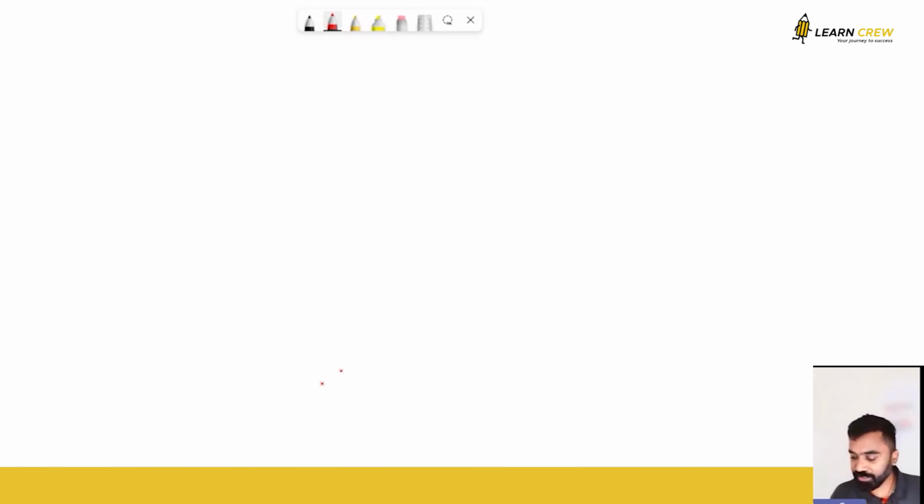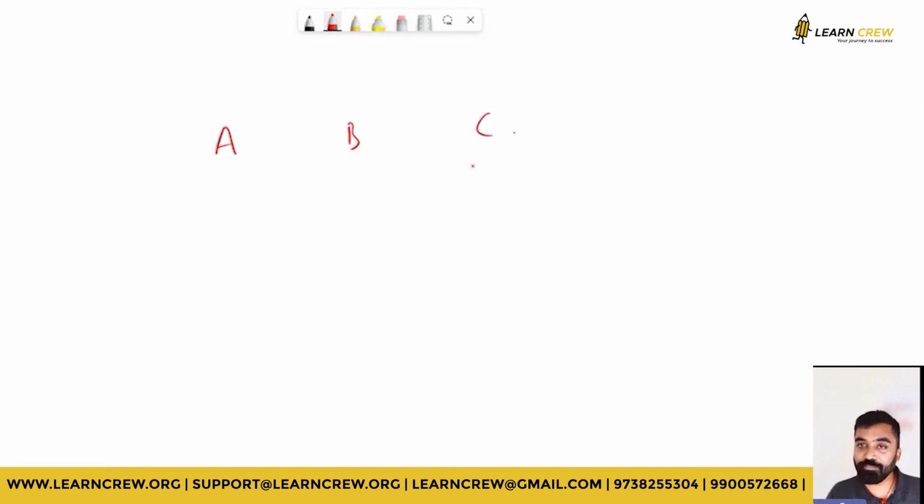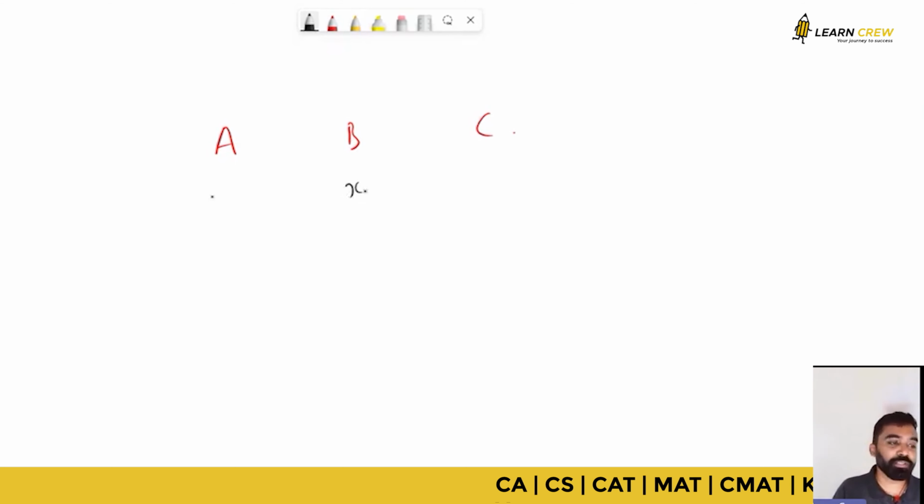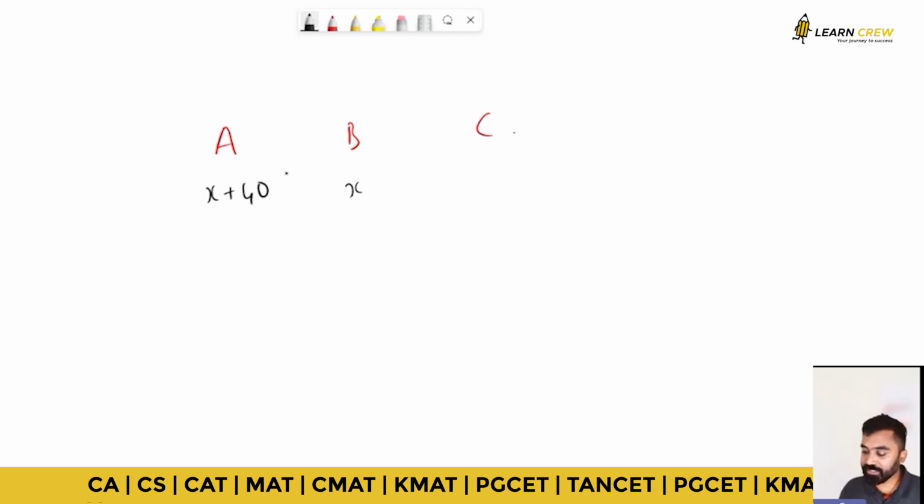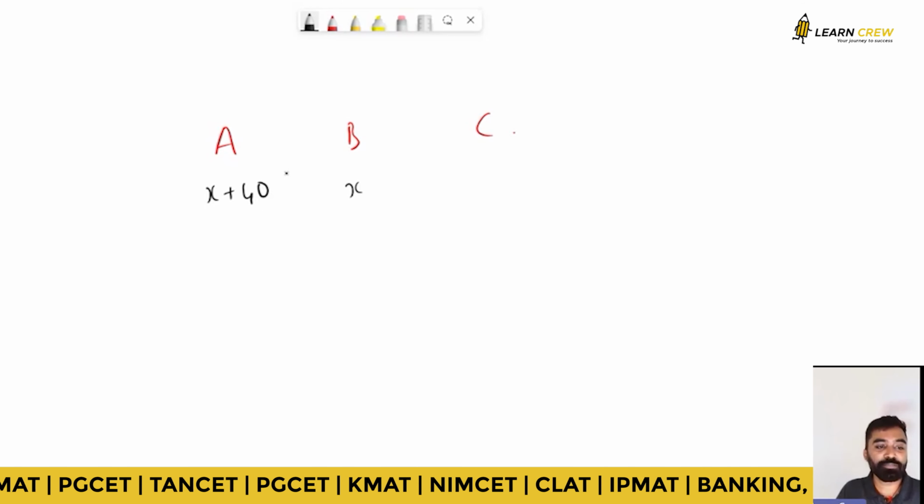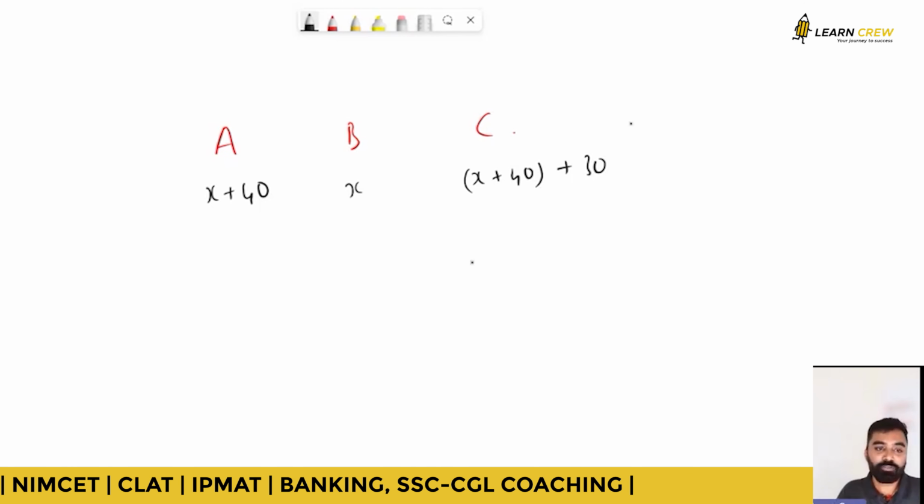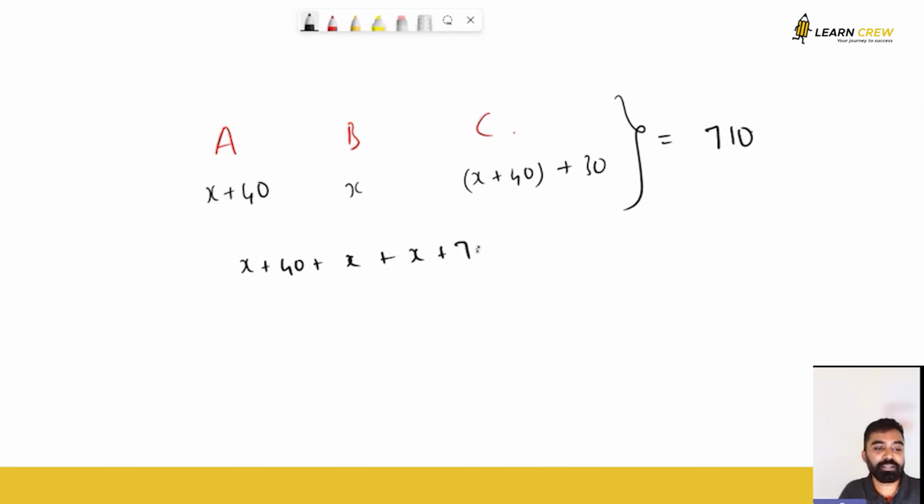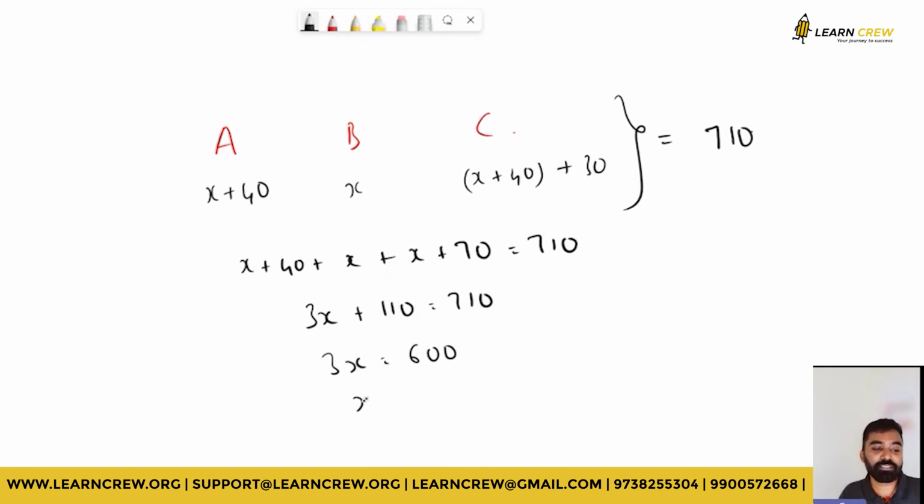All observe. The given question is A, B, C. Whenever they give this kind of a question, write down A, B, C. The first statement given is A gets 40 more than B. So we do not know the value of B. Let us take it as X. 40 more than B means this is X plus 40. Then they're telling C gets 30 more than A. 30 more than A means X plus 40 plus 30, that is X plus 70. Now this whole ratio is equivalent to what? 710. Now this is nothing but X plus X plus 40 plus X plus 70 equal to 710. Now this is nothing but 3X plus 110 equal to 710, or 3X equal to 600. X is equal to 200.